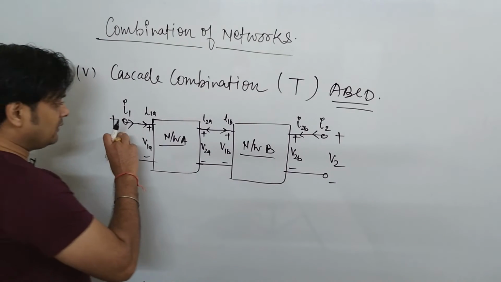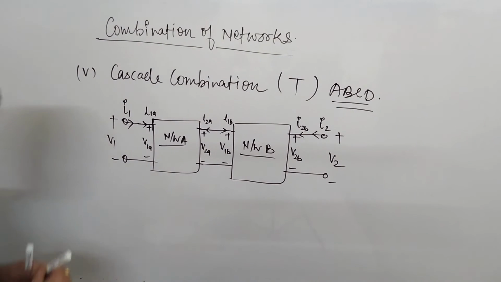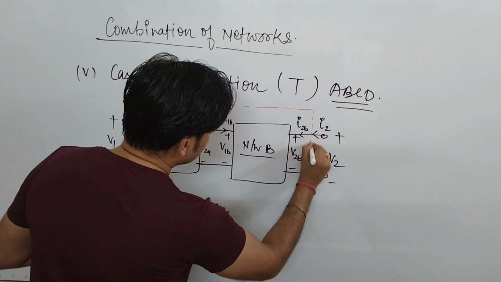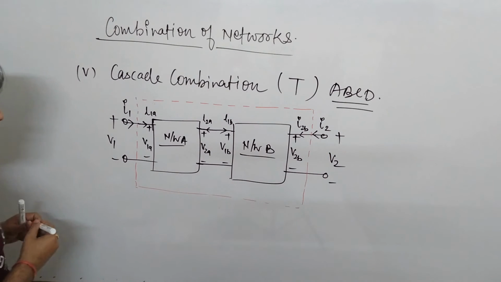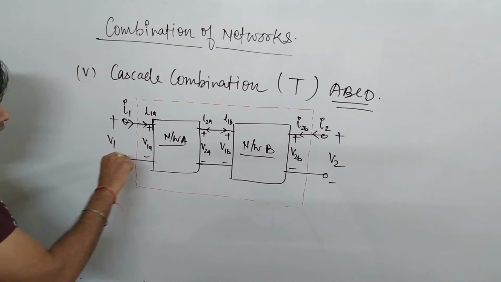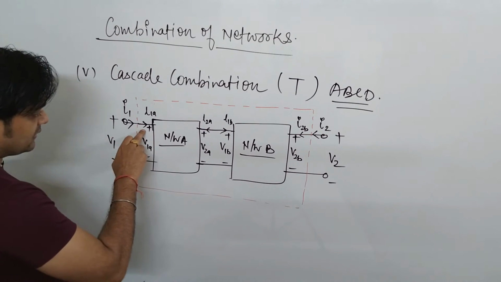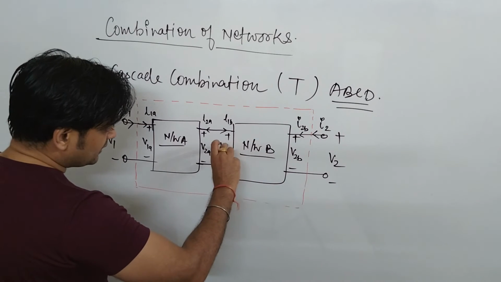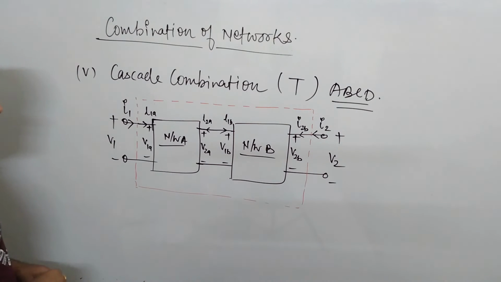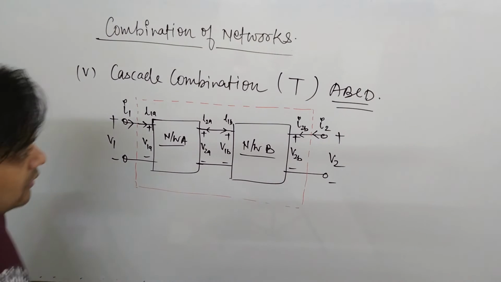So if you see, this voltage is V1, this is a complete network, and V1, I1, V2, I2 are the port parameters of this complete network in which the two networks are connected in cascade. If you see, this is V1A, this is V2A, this is I1A, this is I2A. Similarly for network B, it is V1B, current I1B, V2B, and current I2B. Now first of all we will see the conditions, and then we will find the port parameters.